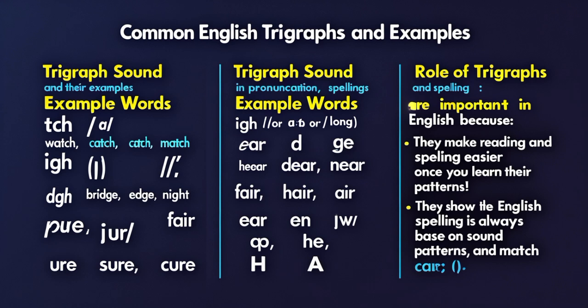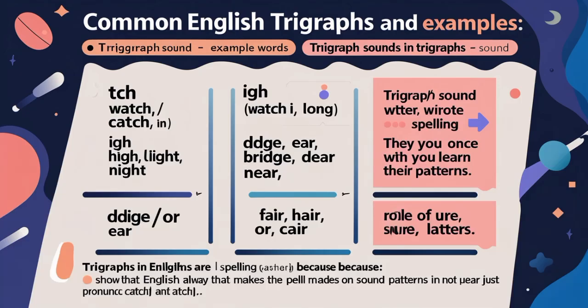10. Importance of trigraphs in English. Trigraphs are not just random letter groups, they play a big role in English spelling and pronunciation. They help represent sounds that single letters can't, make reading smoother and faster, improve spelling accuracy, and help learners recognize word families and spelling patterns. Without trigraphs, English words would be much harder to spell or read correctly.